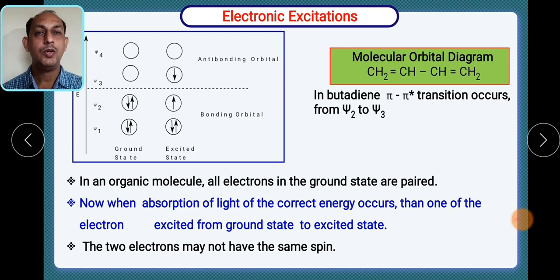Now when absorption of light of the correct energy takes place, one of the electrons is excited from the ground state to the excited state. So this is a thing we have to remember in the case of the excited state: the two electrons may not have the same spin.